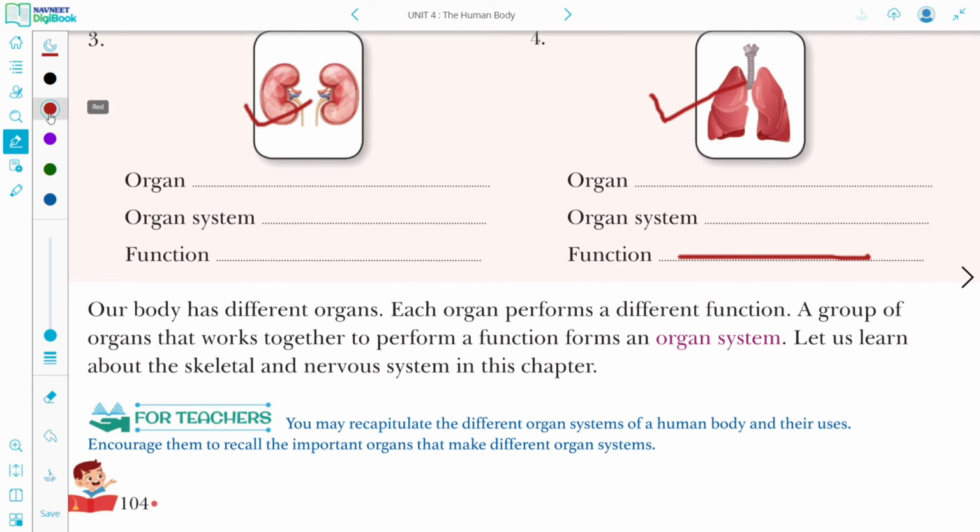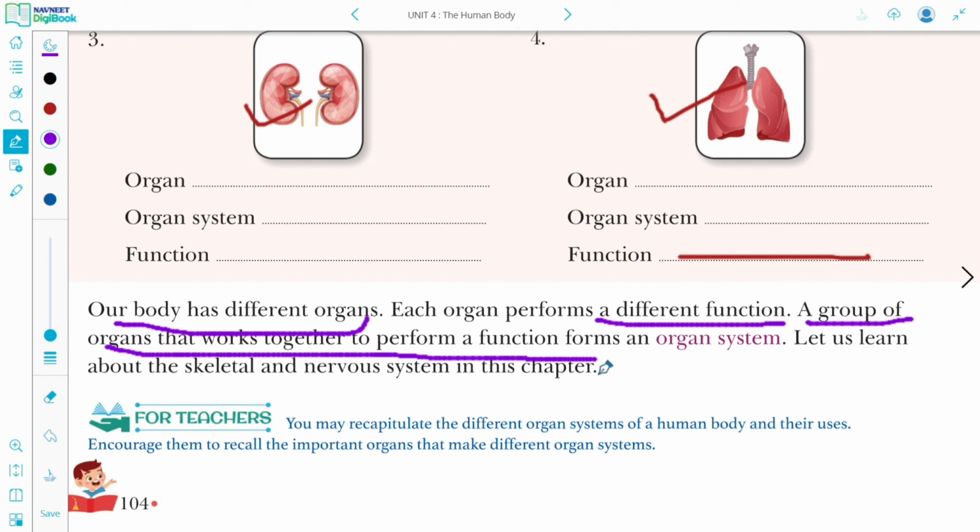Bachcho, now let us study this chapter in detail. Our body has different organs. Each organ performs different functions. Now what is an organ system? A group of organs that work together to perform a function form an organ system. Now let us learn about skeletal and nervous system in this chapter.